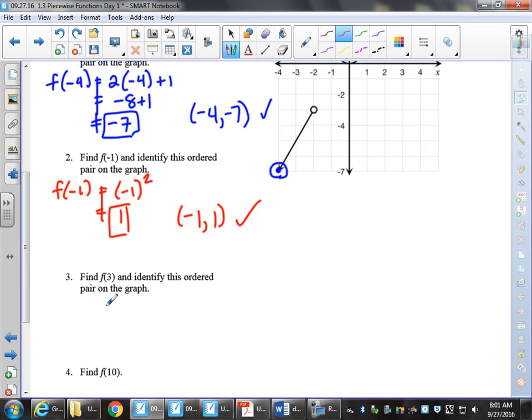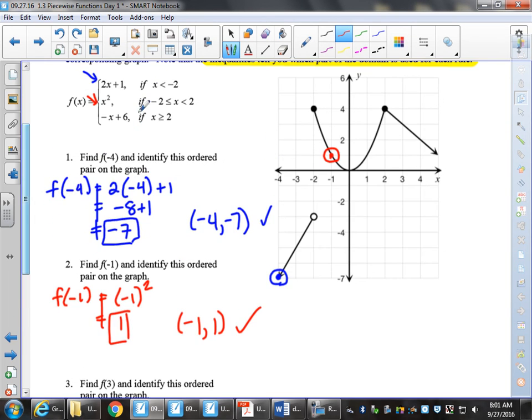So the question doesn't change. Where does 3 fall in these rules, in these inequalities? Is 3 less than -2? No. Is 3 between -2 and 2? No. Is 3 greater than or equal to 2? Yes, it is. So which rule do I use? This third one.